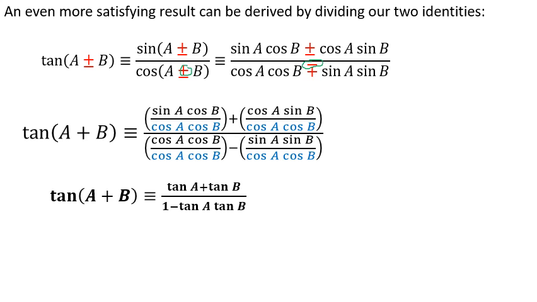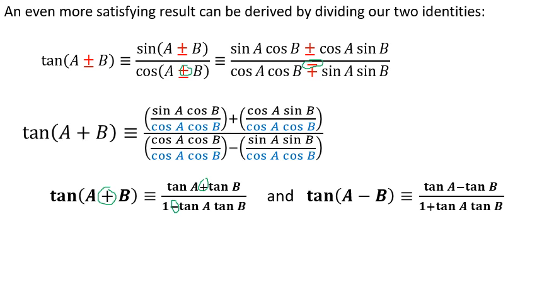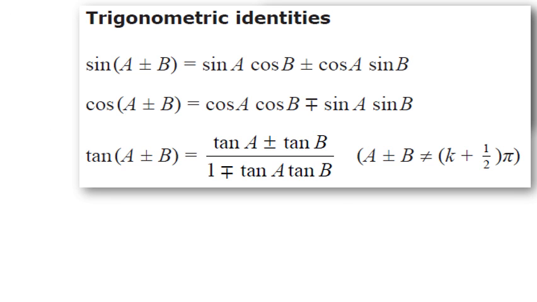That means the sign is preserved on the top, which is what we can see here. When it's tan A plus B, we get a plus on the top, and the sign is reversed on the bottom. When it was a plus on the left, it was a minus on the bottom. When we put that through, we get tan of A minus B, we get a minus on the top, we get a plus on the bottom. So the sign is preserved on the top and reversed on the bottom. This is what you'll have in the formula book.